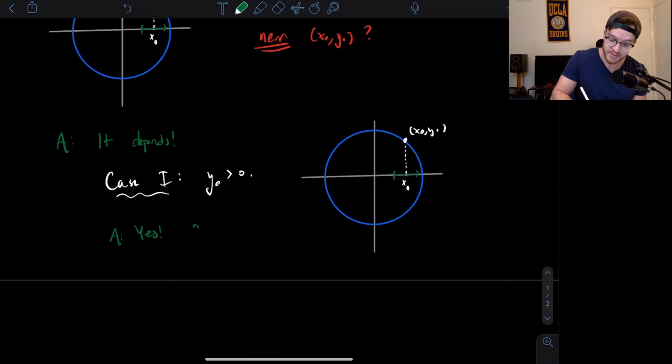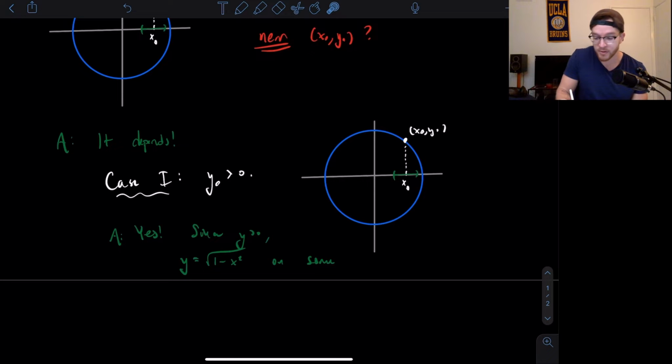So in this case, since y is positive nearby my fixed point, I can actually solve for y as a function of x. And again, it's important that I'm really only restricting the domain of my function here to be some ball, some small ball potentially around x naught.